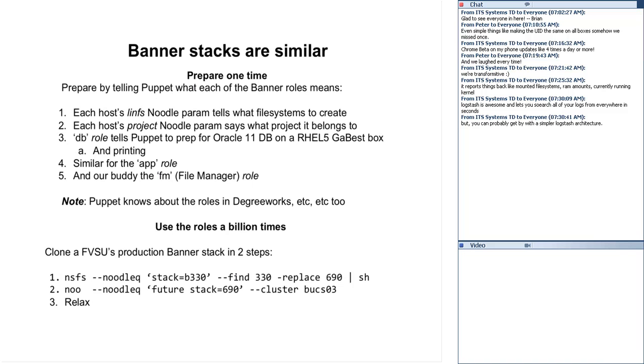And we do the same sort of thing for Banner. We have a parameter in Noodle that describes what file systems need to be created, and then we have a project we call the best for our Banner systems with different roles for the database, for the app server. We have a little file manager role and one about printing. So towards the bottom is an example of what we do to create a new stack of Banner VMs.